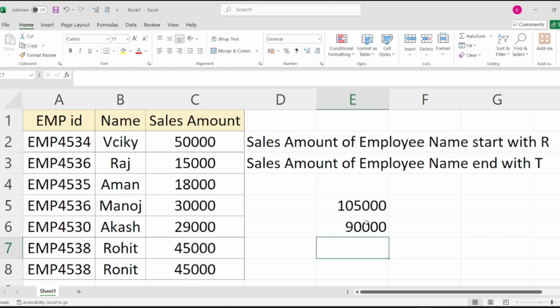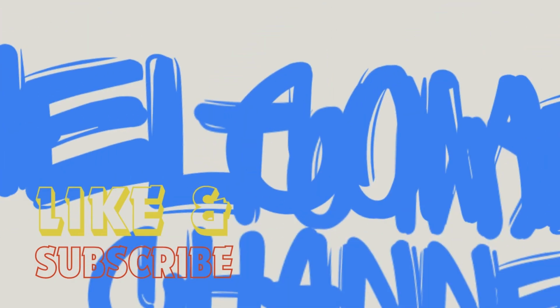So it's showing 90,000, the employee names with the letter ending with T. So here we can check the two names ending with T. There the sales amount is 45,000 and 45,000. So the total becomes 90,000. The same is reflecting here. So this is the SUMIFS conditional formula.